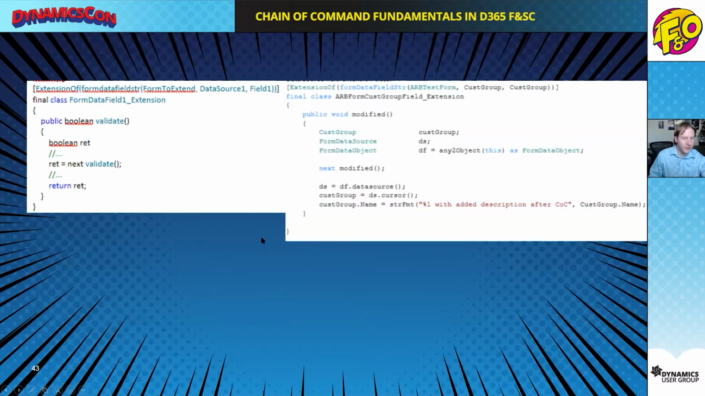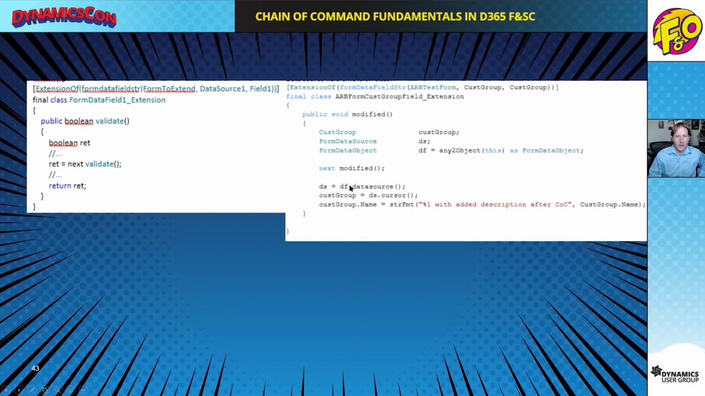So here's a few more examples. We might want to do validate on a field. So here's a generic example. Here's a real example. We're going to do chain of command on the ABS test form, the cuss group data source, and specifically the cuss group field on the cuss group table's data source. So we can do this where we take this and we use this fancy function, any to object, to get out this form data object.